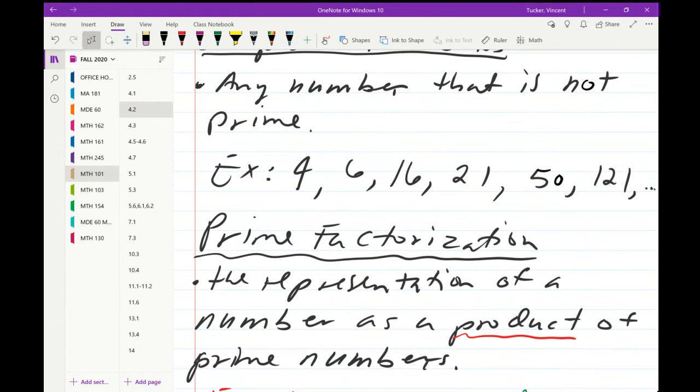Next thing, prime factorization. It's the representation of a number as a product of prime numbers. So I'll show you what I mean in a second. Giving people a chance to write.